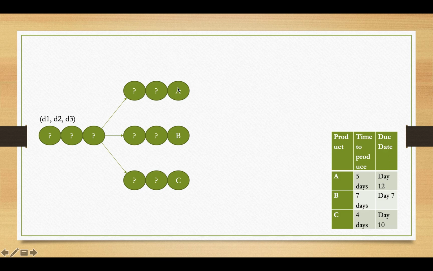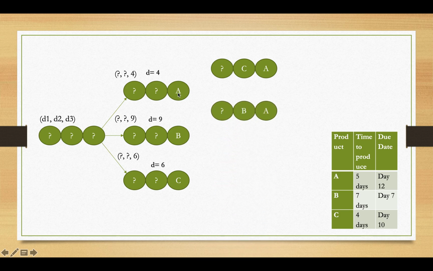So we know that if we produce product A last, it will be produced at the 16th day, but the due date of product A is day 12. So 16 minus 12 is equal to 4, which gives a delay time of a total of 4 days. For product B, we do the same. It gives us a delay time of 9 days. And product C, the same, 6 days. We have to remove the solutions that tell us to produce product B and product C last, because they are suboptimal compared to the first solution.